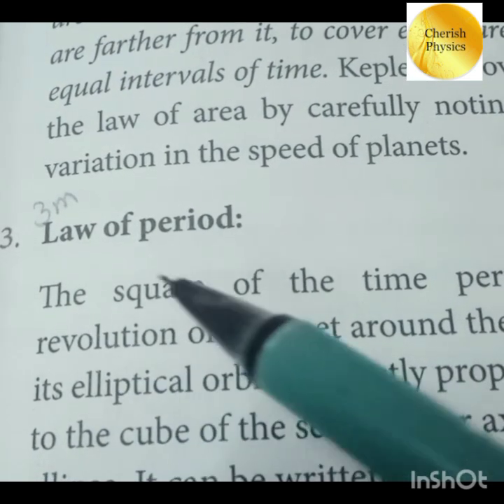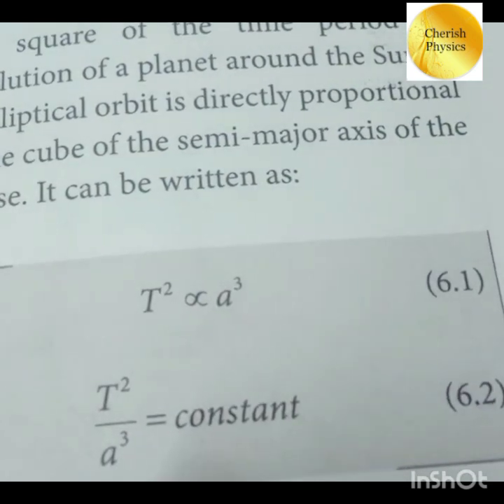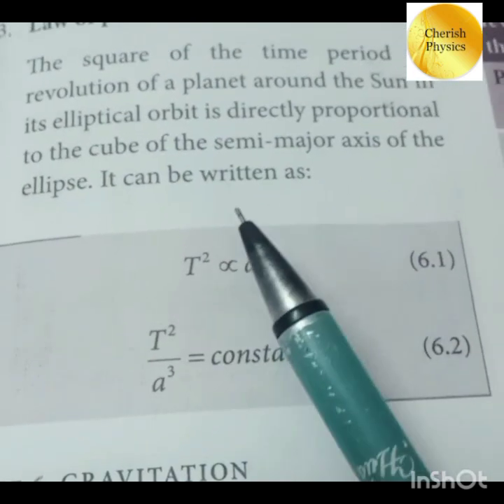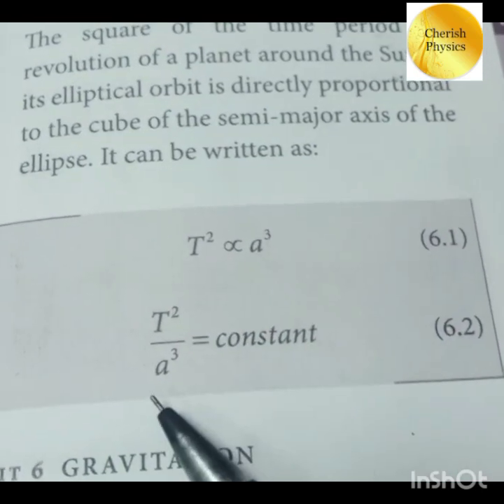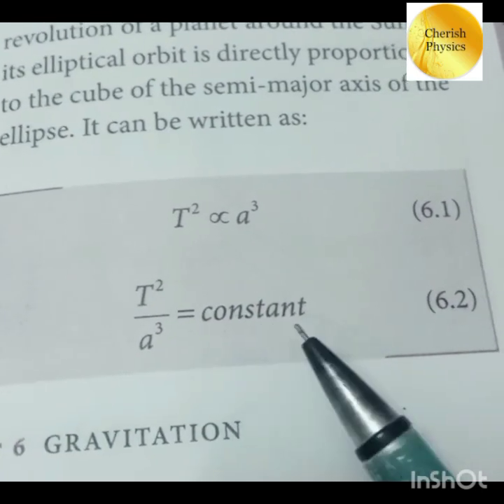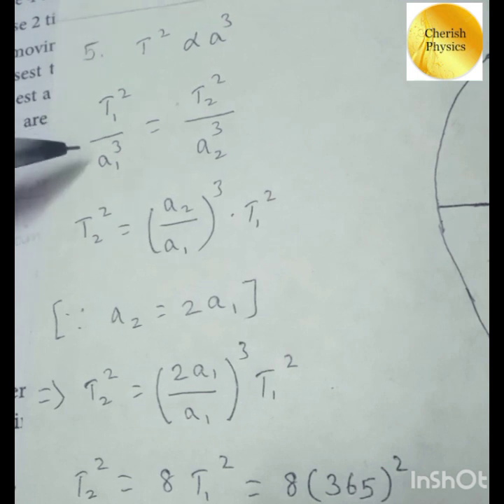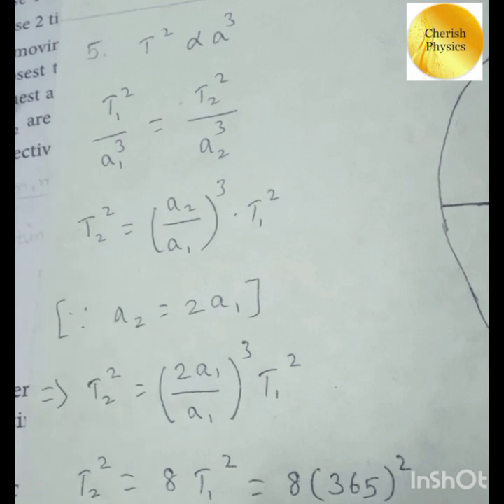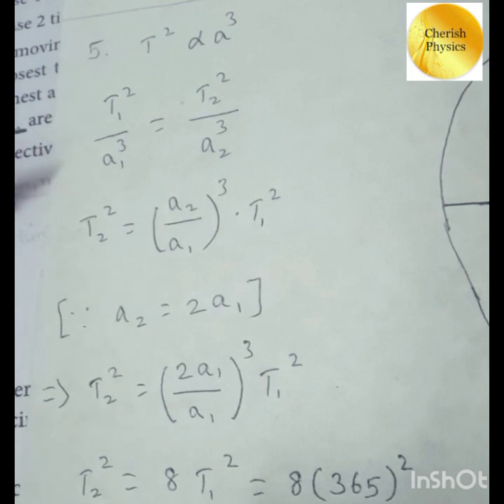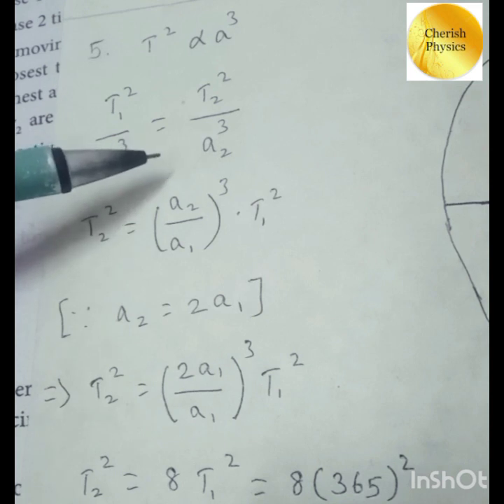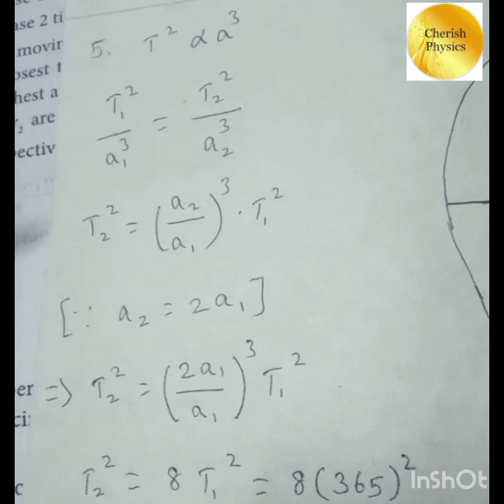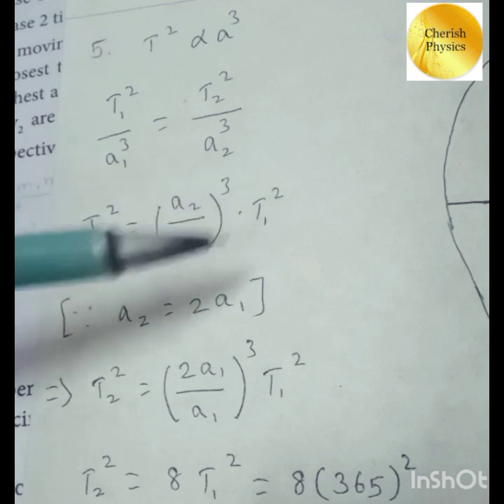According to Kepler's law of periods, T squared is directly proportional to a cube. So a is the semi-major axis of the ellipse. So T squared by a cube equal to constant. This implies T1 squared by a1 cube equal to T2 squared by a2 cube. So T1 is the original time period, and when the distance between the sun and the earth is doubled, its time period is T2. So T2 squared is equal to a2 by a1 the whole cube into T1 squared.